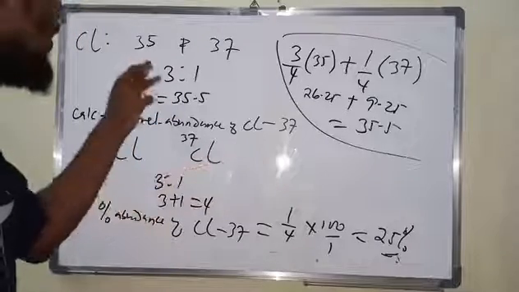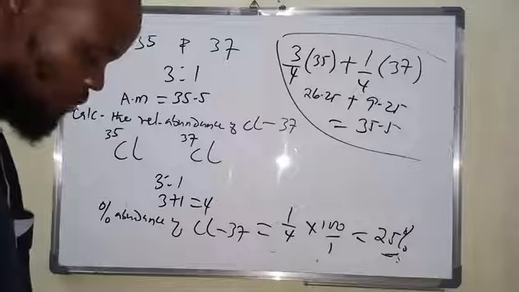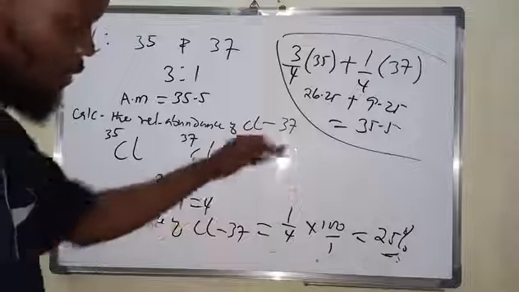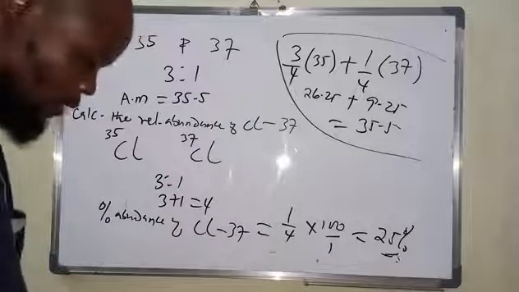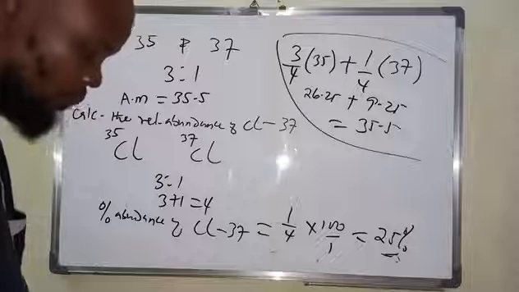So that of chlorine 35 will definitely be 75%. But the question is for this, so 25% is the answer. And we have it in the options as option D.